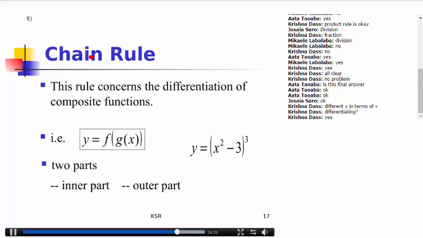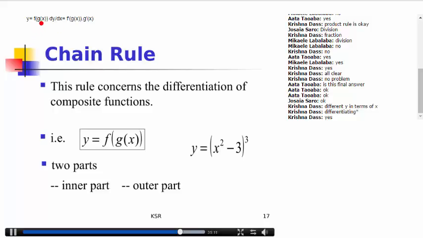If we have y equals f of g(x), when you differentiate it, when you do dy over dx, it will be f dash, you will put the inner function as it is, then you multiply by g dash of x. Is this part clear to everyone?